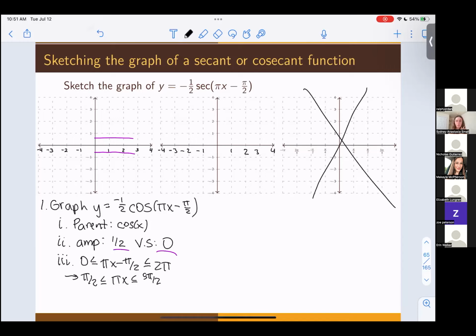And then dividing both sides by pi to get x by itself, we get that 1/2 is less than or equal to x is less than or equal to 5 halves. Not 5 pi halves, 5 halves. And that was just what we got when we divided all 3 sides by pi. So that is our final answer.